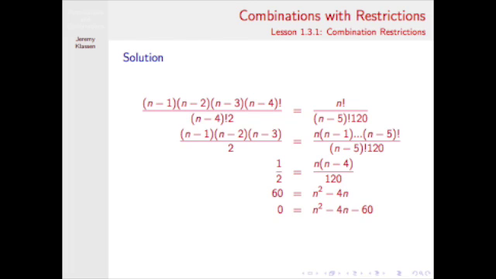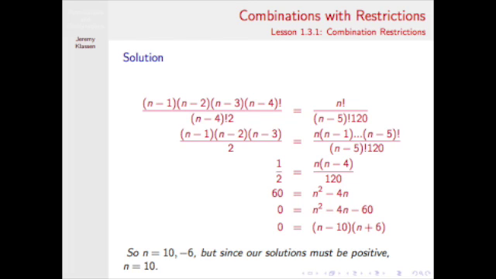And then because the result is just a quadratic, I'll bring all the terms over to the right-hand side so that the whole thing is equal to 0. And when you factor the resulting quadratic, you'll get (n minus 10) times (n plus 6), giving us solutions of 10 and negative 6. But since our solutions have to be positive integers in this particular chapter, we know that the solution can only be 10.